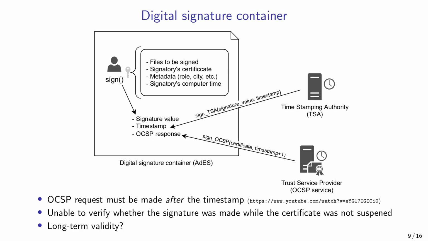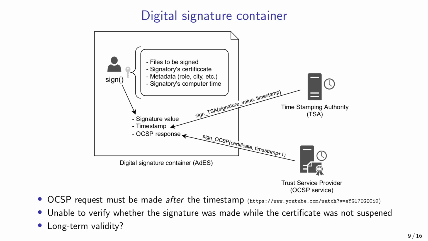Now, what about the long-term validity? For how long can we verify the validity of such a digital signature container? Will we be able to verify such a digital signature, let's say, 10 years after the signature was given? What if the private key of the signatory gets compromised in the meantime? Is this a problem? This is not a problem, because the timestamp and OCSP response will prove that the signature was created before the private key was compromised or the signature algorithm became weak.